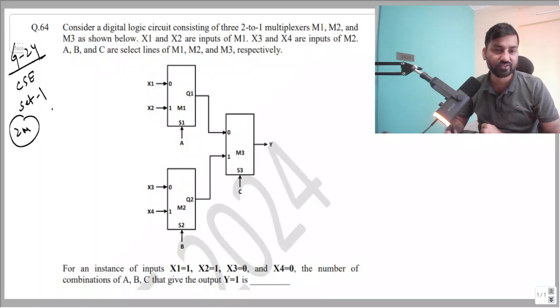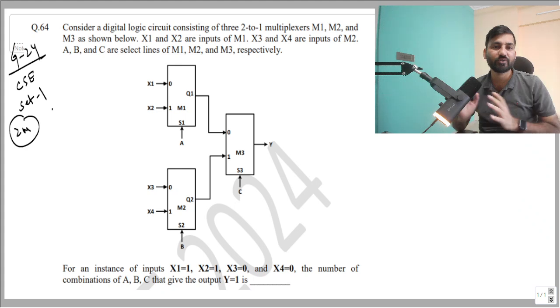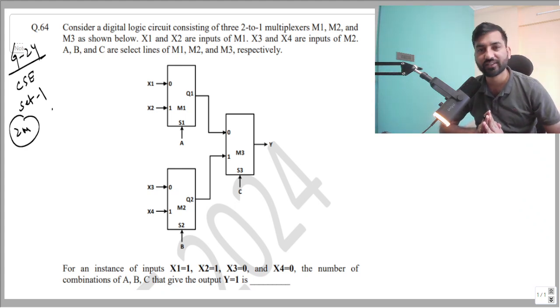The moment you see the question, your answer should start, like you should be able to react according to the question. So let's jump to the question here. This question was asked in GATE 2024 in set 1, Computer Science and Engineering. Consider a digital logic circuit consisting of three 2 to 1 multiplexers. So M1, M2, and M3 are 2 to 1 multiplexers.